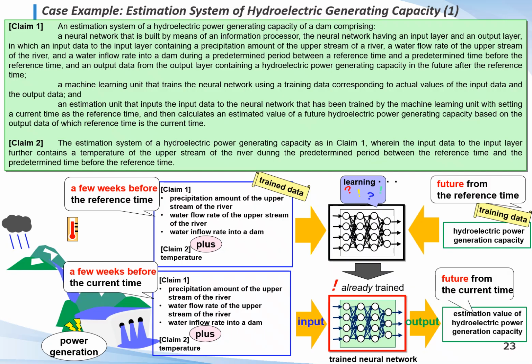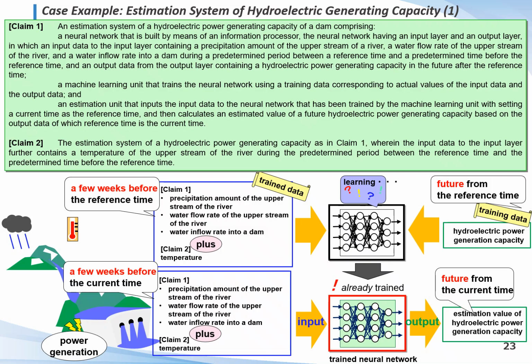Moreover, the system has a machine learning unit that trains the neural network using a training data corresponding to actual values of the input data and the output data. Furthermore, the system has an estimation unit that inputs data to the neural network that has been trained by the machine learning unit with the current time set as the reference time, and then calculates an estimated value of a future hydroelectric power generating capacity based on the output data of which reference time is the current time.